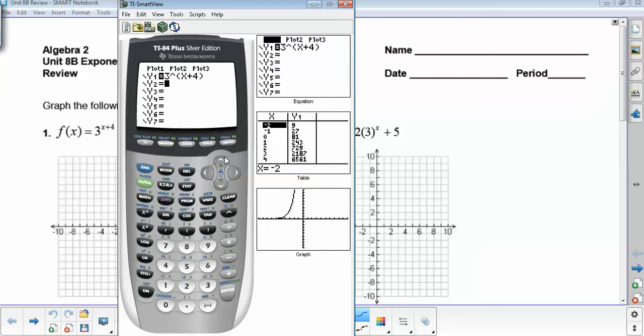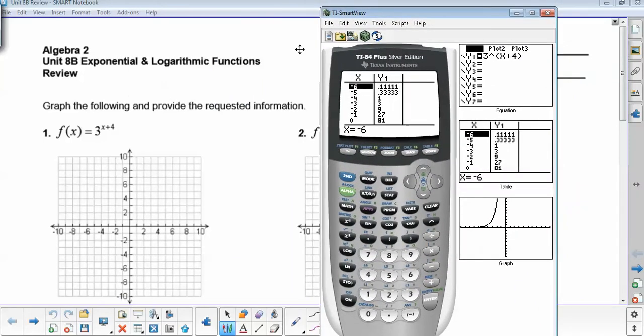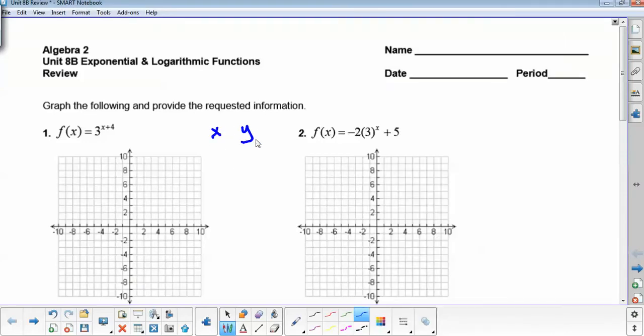So if you look at your table of values, the points that we're going to want are 4 less than those. So instead of starting at -2, start at -6, and instead of ending at +2, we're going to end at -2. So we're going to copy these points from -6 to -2. Okay, -6, -5, -4, -3, -2.